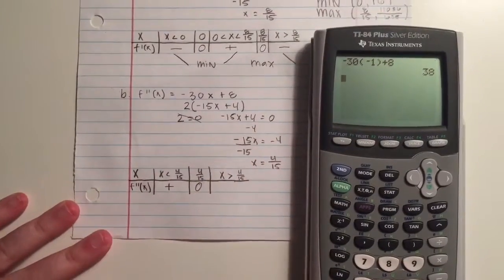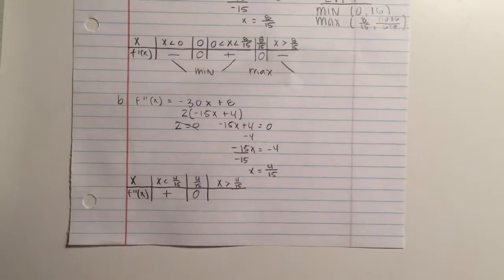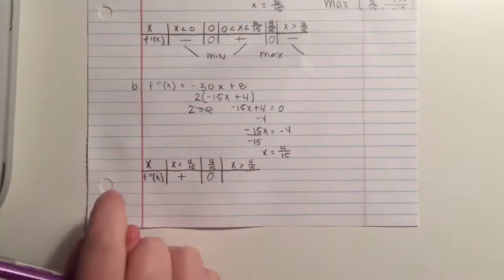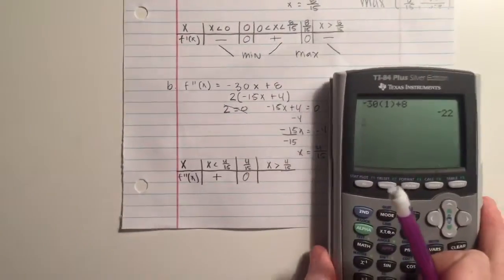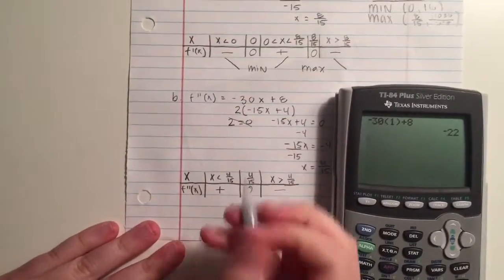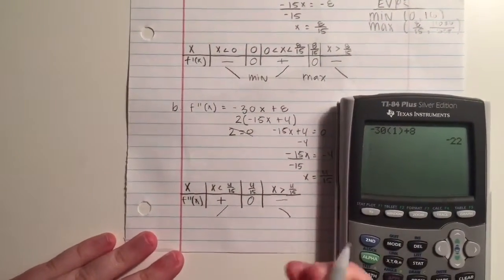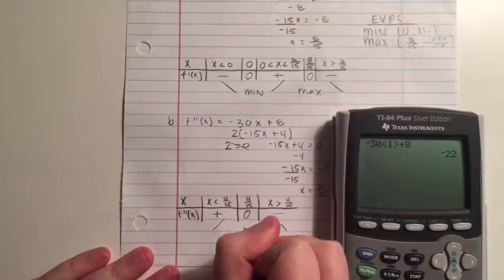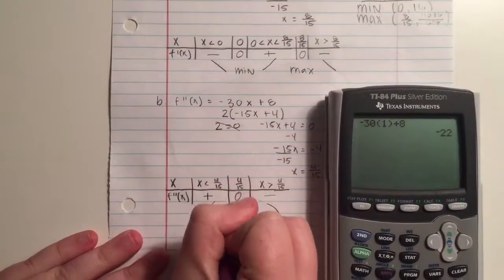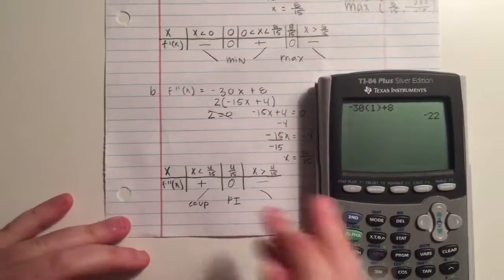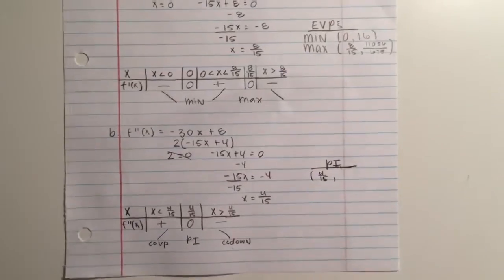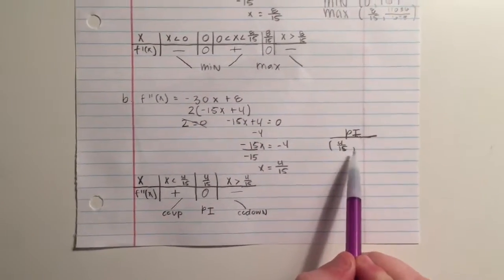So I'm going to mark that on my sign chart. The last thing we're going to do on this sign chart is plug a number that's greater than 4/15 into the second derivative. So I chose 1 and I did it on the calculator and I got a negative value. So it's negative. Now we're going to draw our lines. So this is positive and this is negative, and this is a point of inflection because the concavity changes. Since this one's going up, it's concave up, which is CC up, and this is concave down, which is CC down.